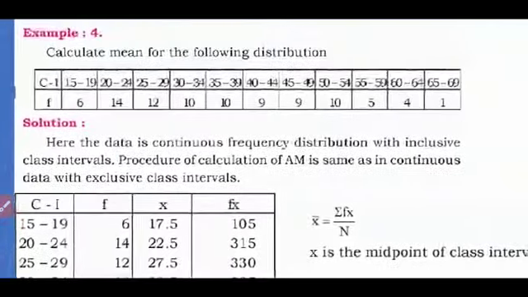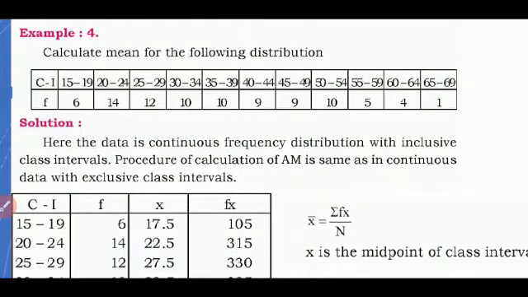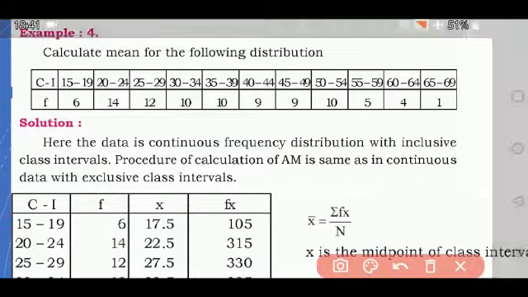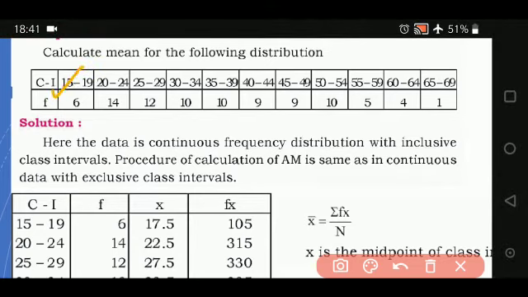One more example we will see. Calculate mean for the following distribution. Now this is a class interval, this is an inclusive class interval. If you observe, we have the inclusive class interval 15 to 19, 20 to 24, so on. This is an inclusive class interval.